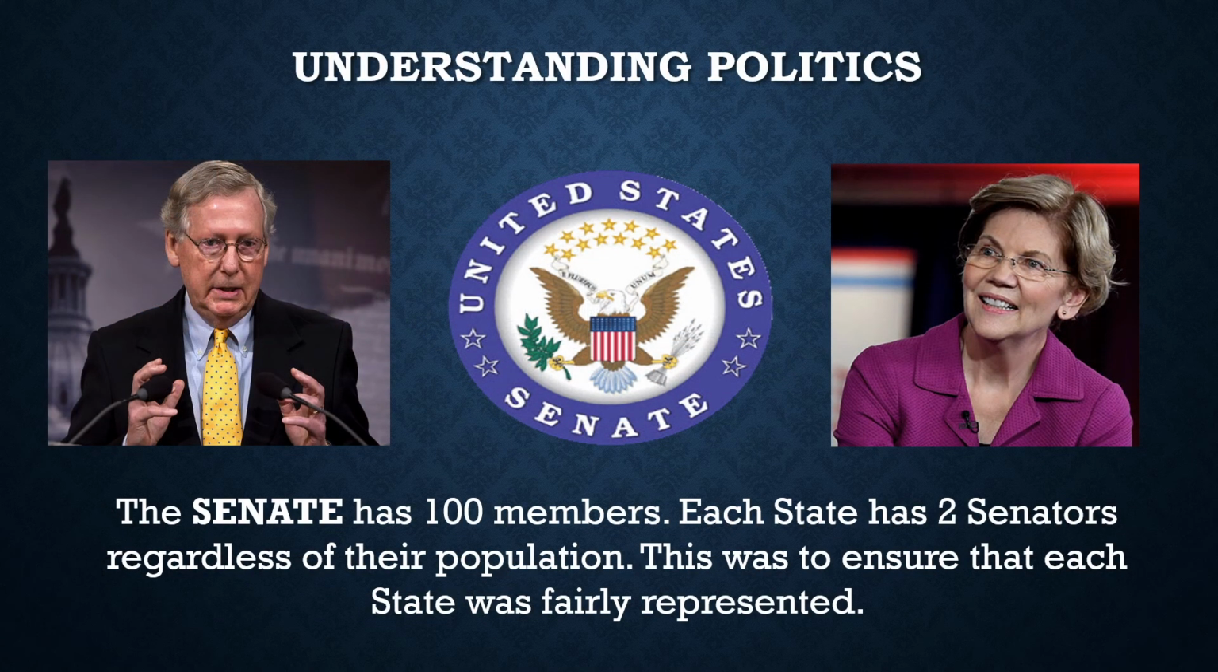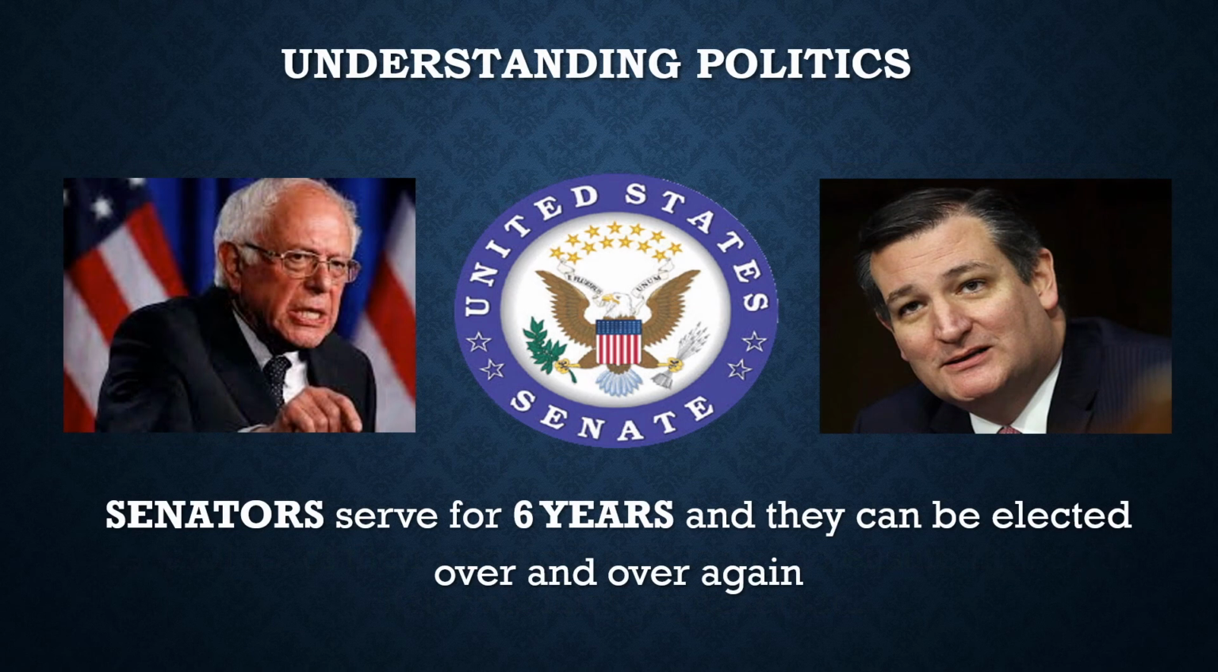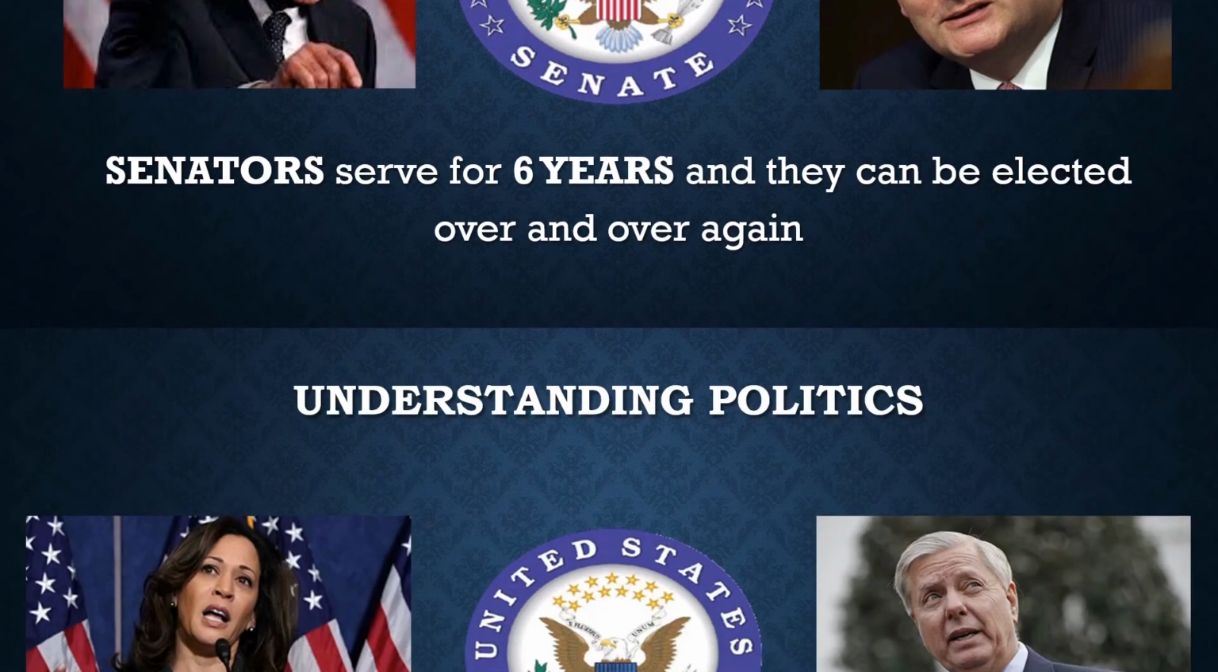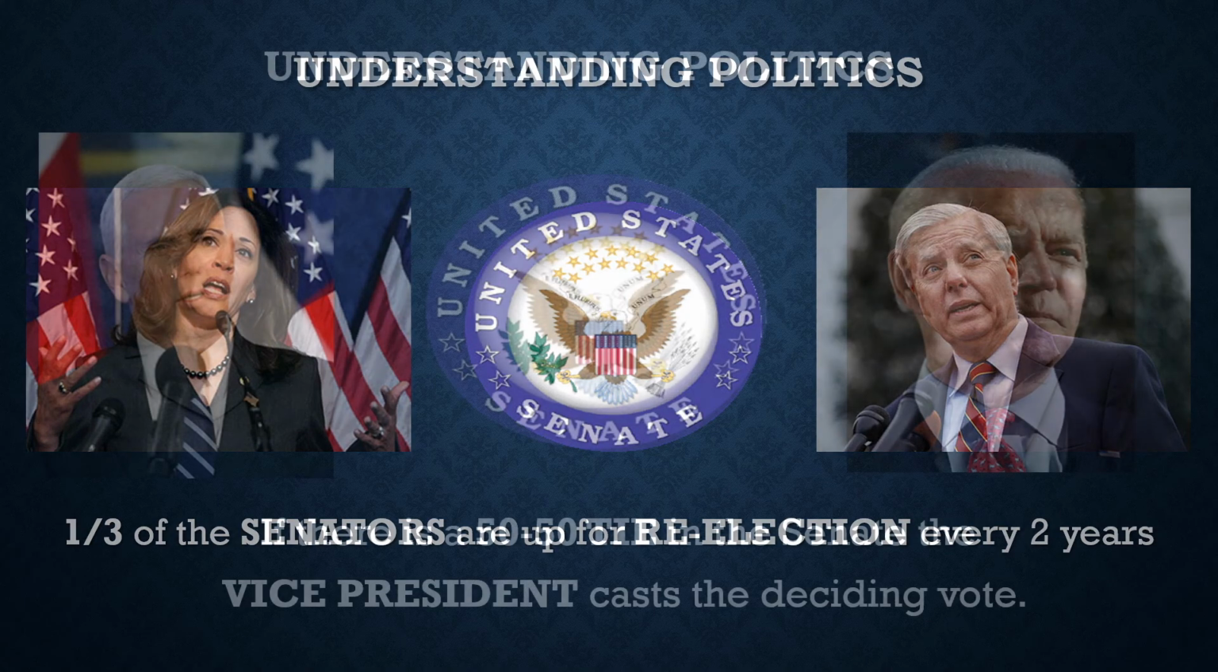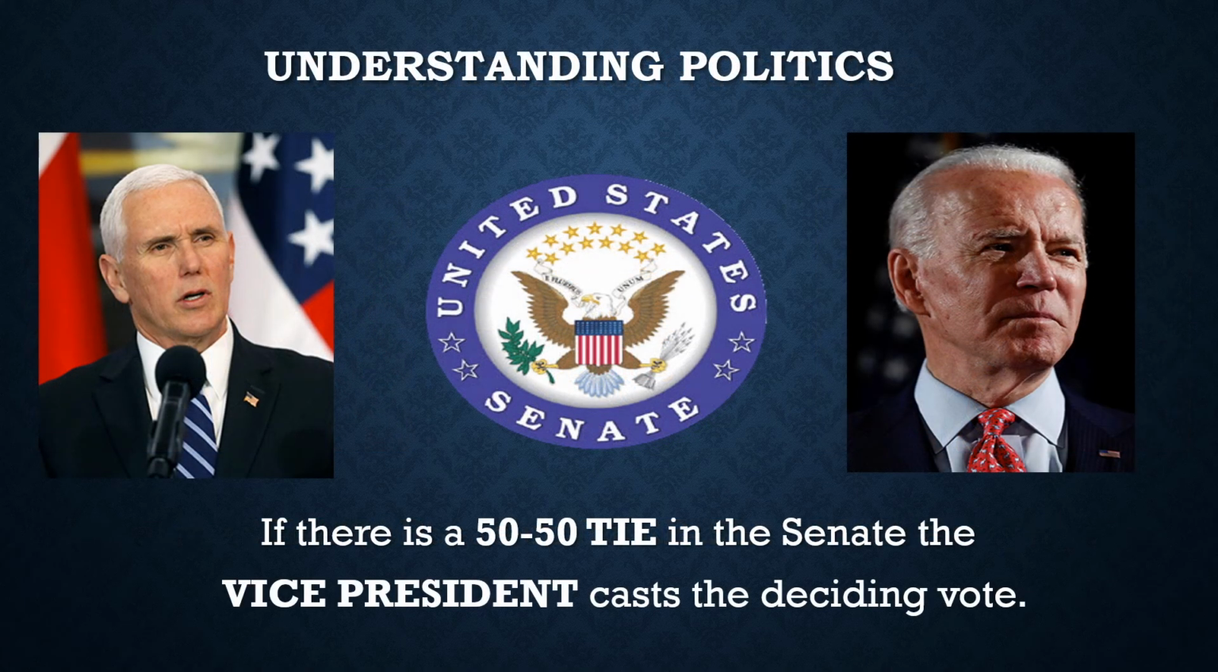The Senate has 100 members. Each state has 2 senators, regardless of their population. This was to ensure that each state was fairly represented. Senators serve for 6 years, and they can be elected over and over again. 1/3 of the senators are up for re-election every 2 years. If there is a 50-50 tie in the Senate, the vice president casts the deciding vote.